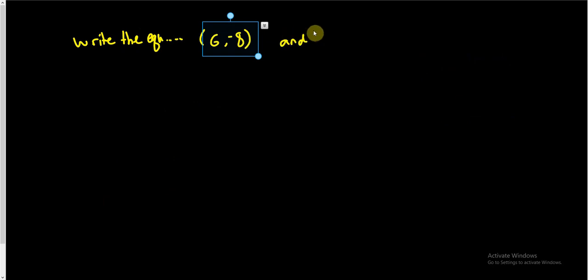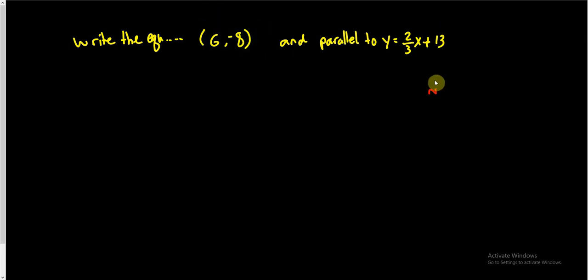And we know that we are parallel to this line, y equals 2/3 x plus 13. And we say, oh no, this is definitely not going to meet my needs. This is kind of a little bit sketchy. I have needs. I need a point and I need a slope.